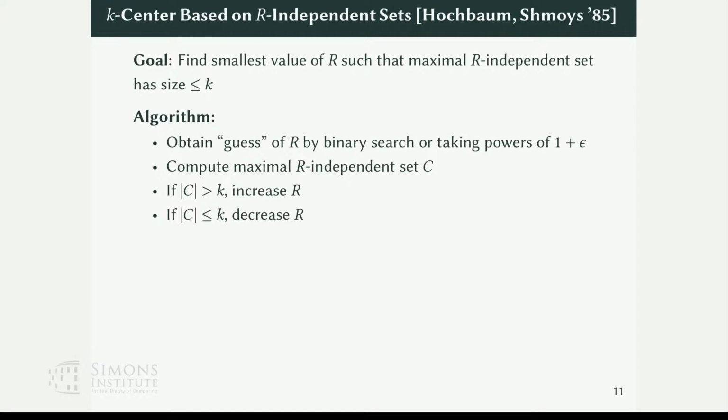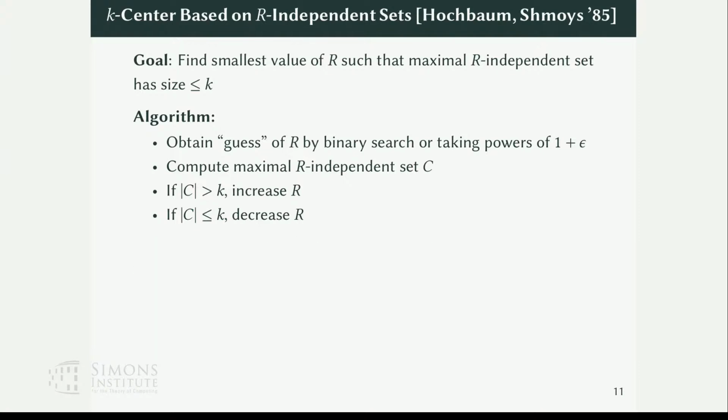Yeah, you guess your R either by doing an outer binary search or doing this for powers of 1 plus epsilon. And then you compute the maximal R-independent set, say, by this greedy algorithm. And if you have more than K nodes in this R-independent set, then somehow you cannot cover the whole graph with any arbitrary R-independent set. So you want to increase your R. If you have less than K nodes, you want to try to decrease the R until you, yeah, by this search, find the right one.